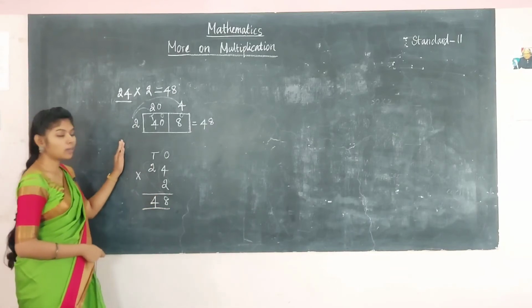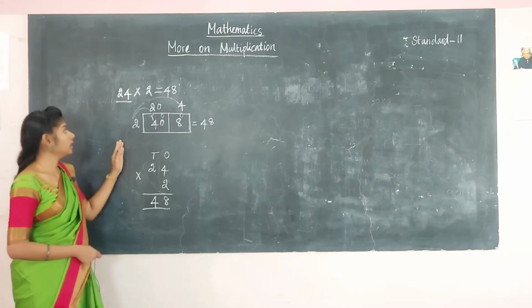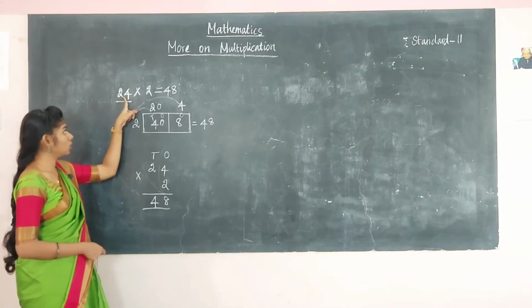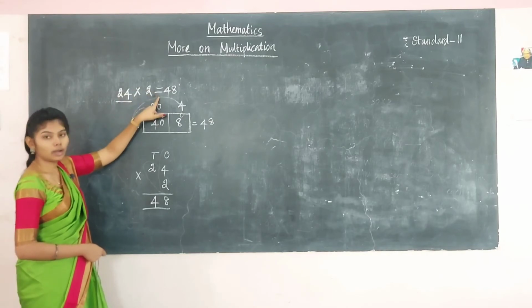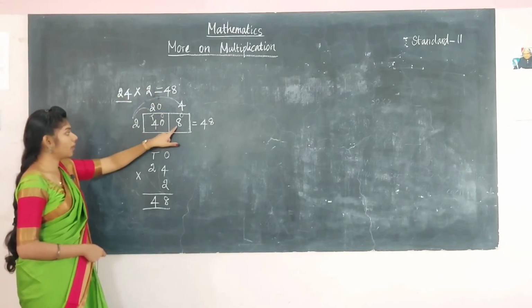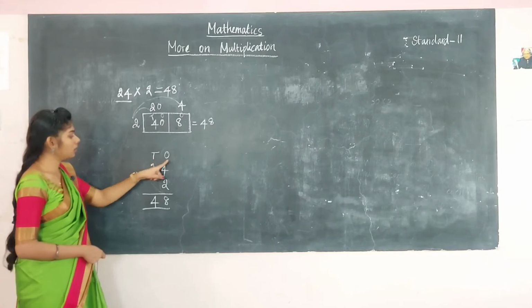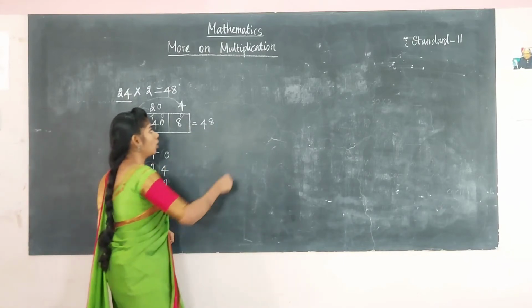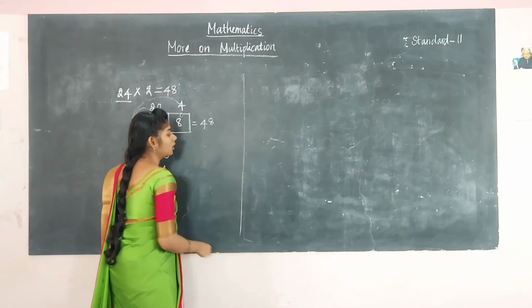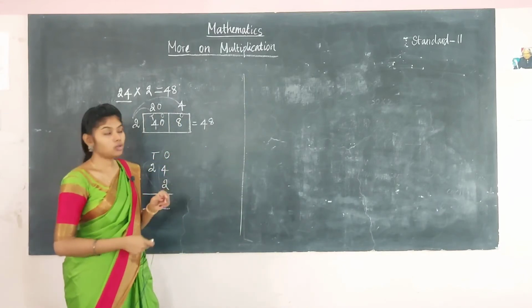So this is for multiplying a 2-digit number by a 1-digit number. This is a 2-digit number and this is a 1-digit number. So you know to find it by the box method, and by the place value chart also you will be able to find the answer. And now we shall find for a 2-digit number by a 2-digit number.